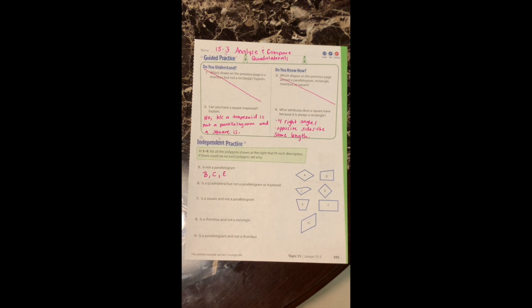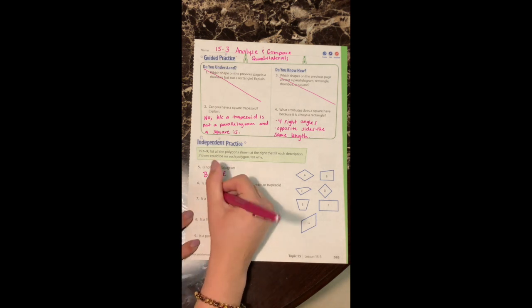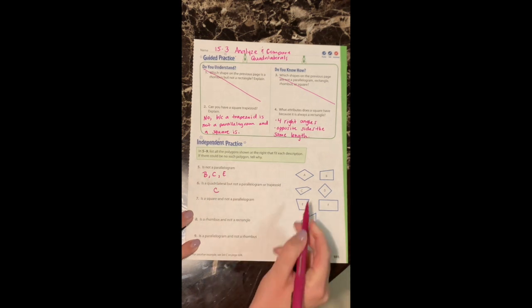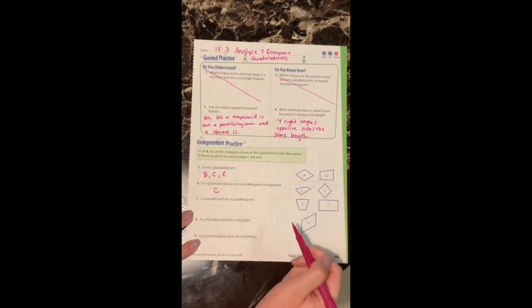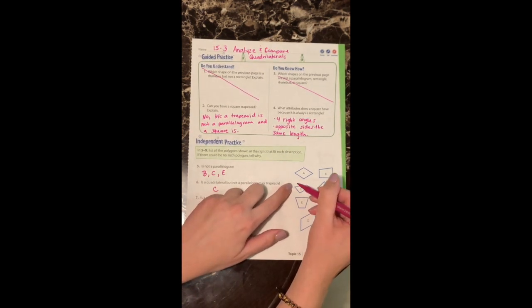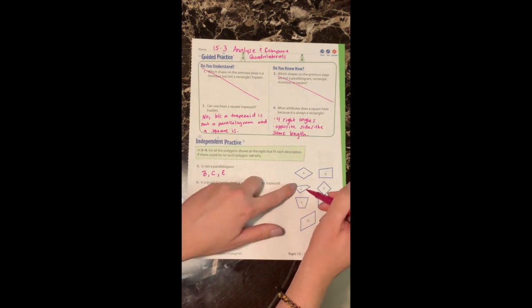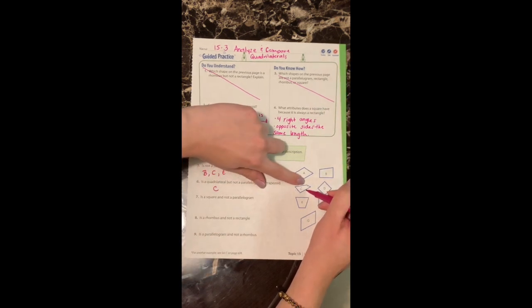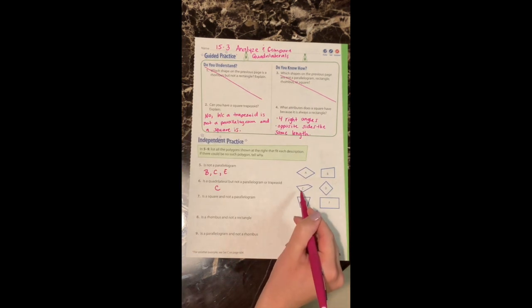Number 6 says it is a quadrilateral, but it's not a parallelogram or a trapezoid. So which shape doesn't even have any of its opposite sides parallel? That one was polygon C. This one is not parallel to this one. If I drew it forever, it would eventually cross up here. This one is not parallel to the bottom because it would eventually cross over here. So it is a quadrilateral because it has 4 sides, but it's a quadrilateral that's not a parallelogram or a trapezoid. So that one's kind of tricky.